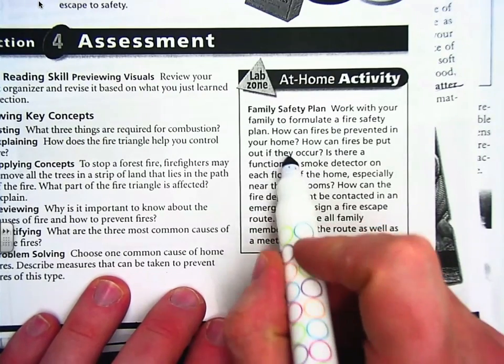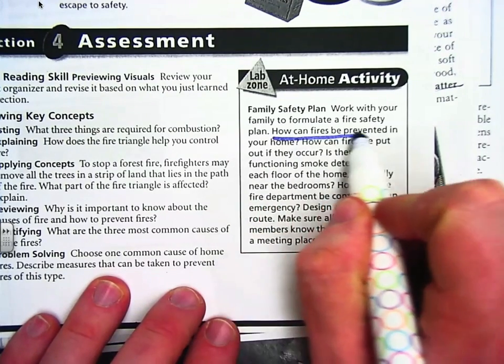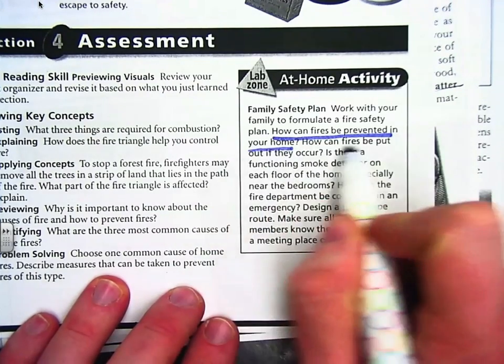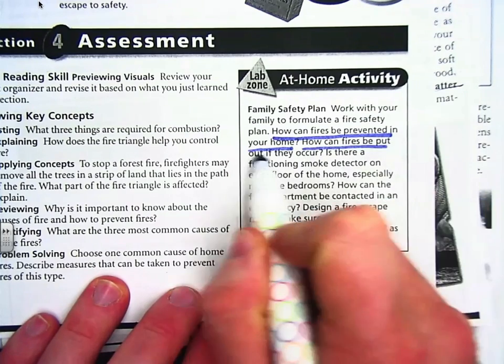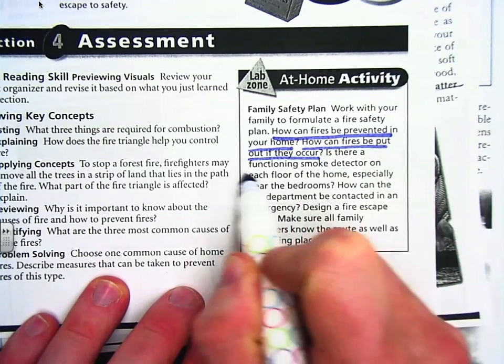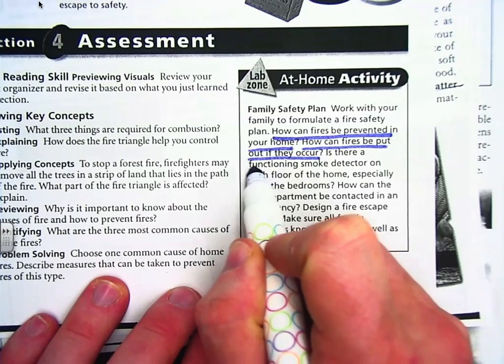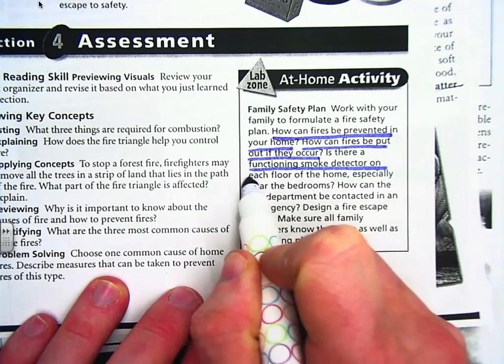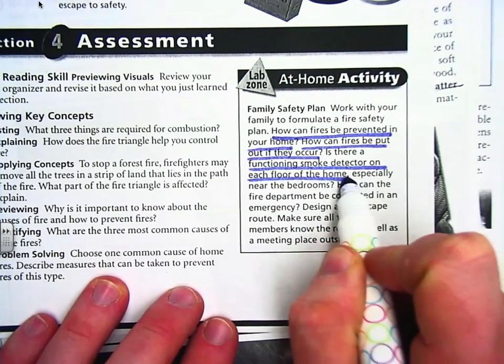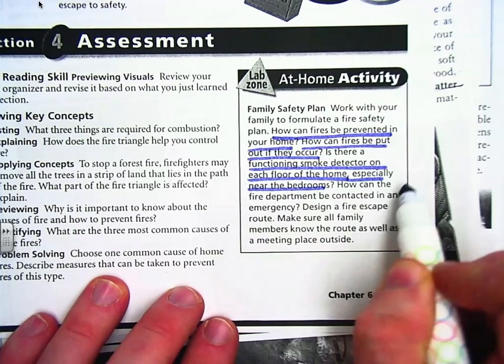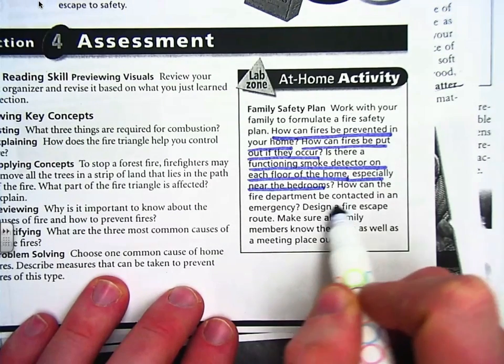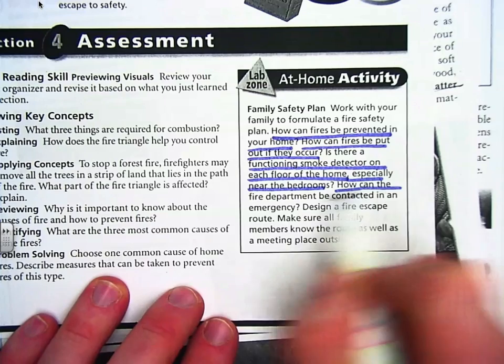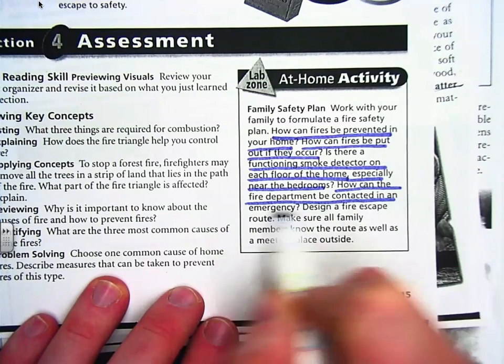How can fires be prevented in your home? There is 1. How can fires be put out if they occur? There is 2. Is there a functioning smoke detector on each floor of the home, especially near the bedrooms? That's 3 things. How can fire departments be contacted in an emergency? Do you know this? Do you know the phone number? Do you have a plan?